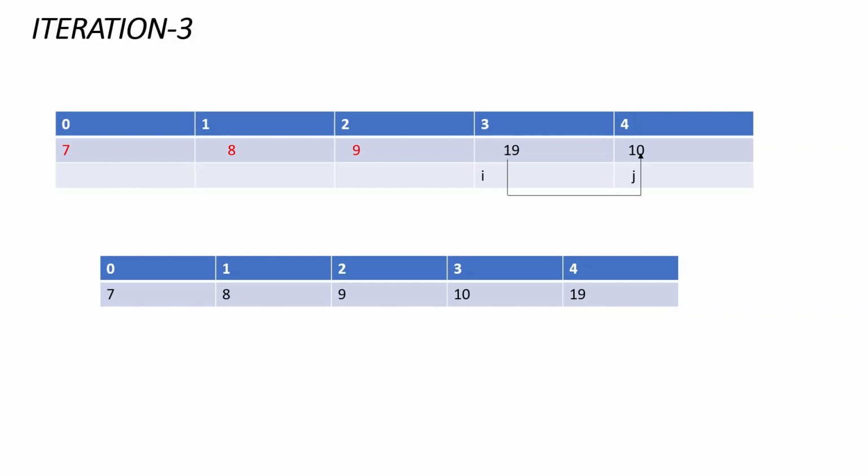So we can notice that j reached the maximum position of the index. That means the iteration is completed and all the elements got sorted. Here 7, 8, 9, 10, 19. That means in ascending order. So after sorting the elements are 7, 8, 9, 10, 19. So let us see the algorithm for this.